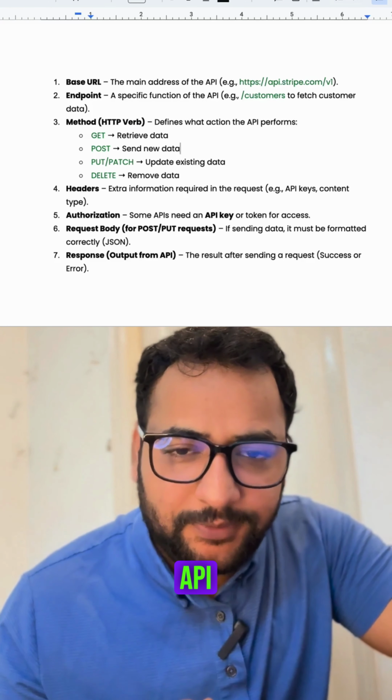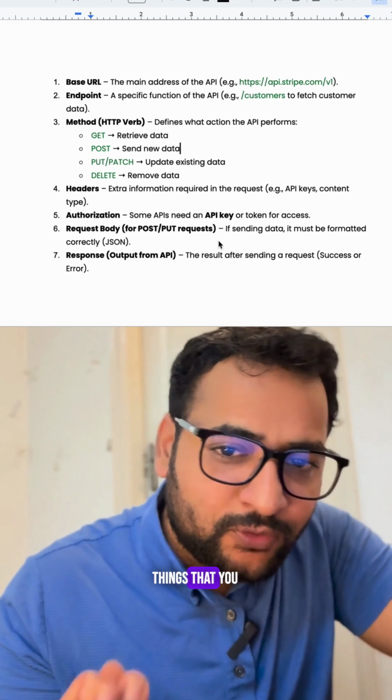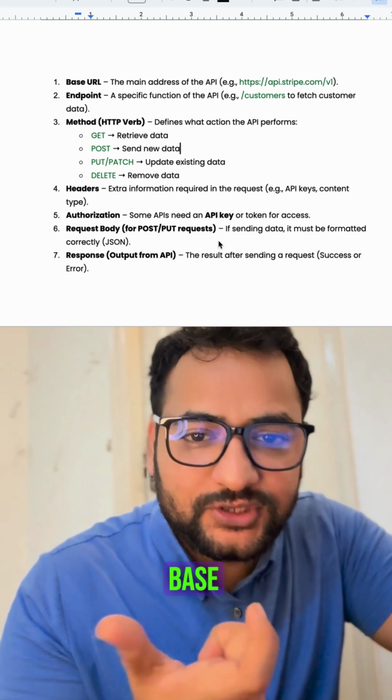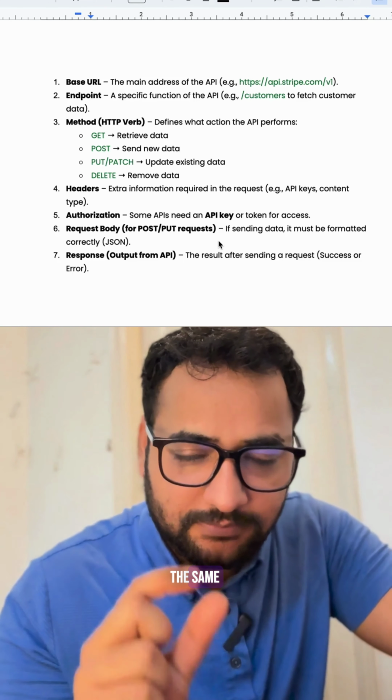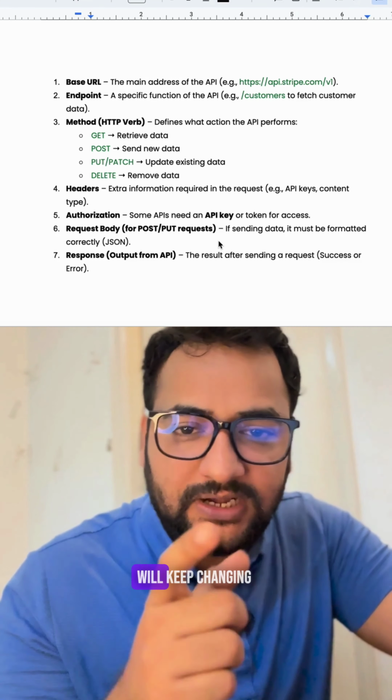So when you are testing an API, there are a few basic fundamental things that you need to understand to test the API. One is a base URL. Base URL is nothing, it's just like a hotel address that will remain the same. Endpoint is the room numbers that will keep changing.